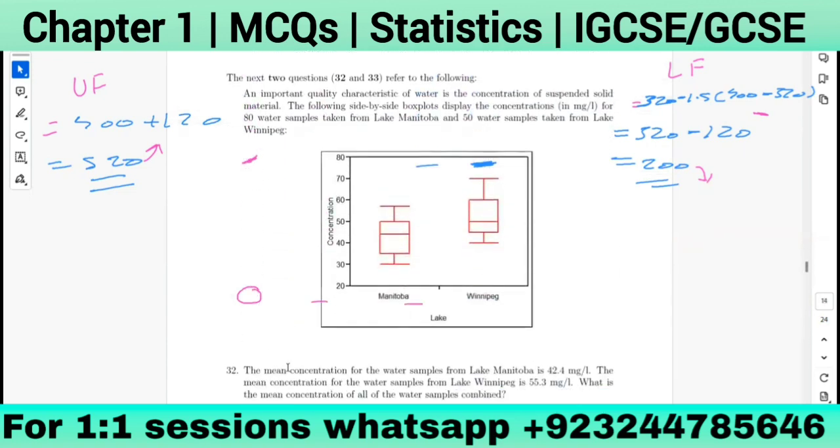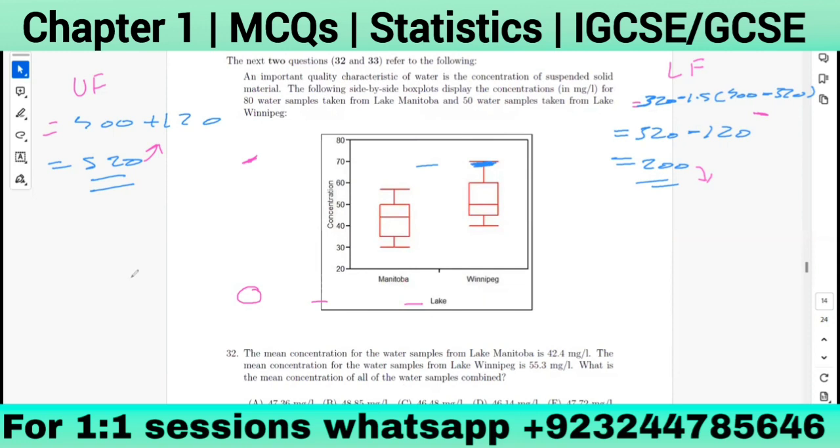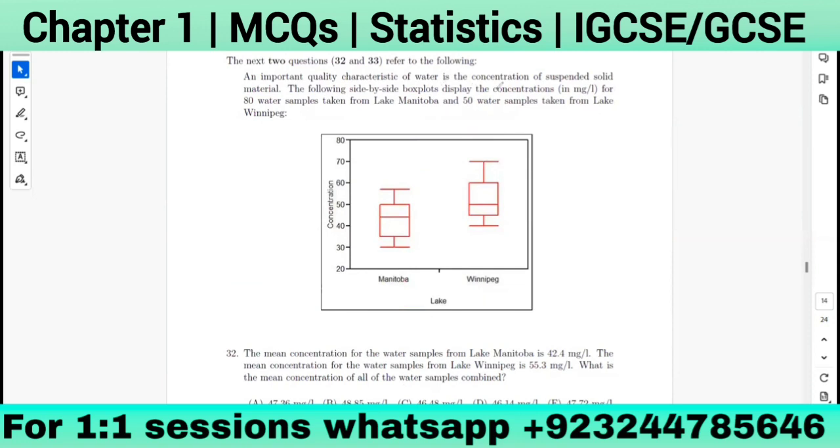The next two questions, 32 and 33, refer to the following information. An important quality characteristic of water is the concentration of suspended solid materials. The following side-by-side box plots display the concentration for 80 water samples taken from Manitoba and 50 water samples taken from Lake Winnipeg. Okay, so what is the main information given in this question? That 80 water samples are taken from one source, that is Lake Manitoba, and 50 water samples are taken from Lake Winnipeg. Okay, so now what are they asking?